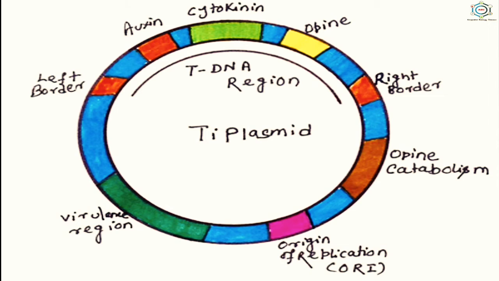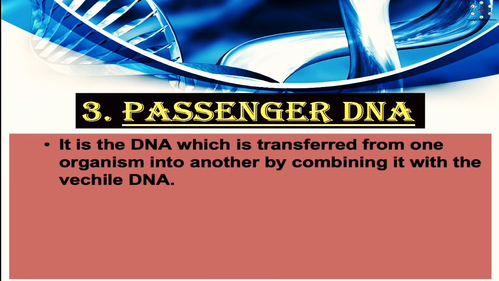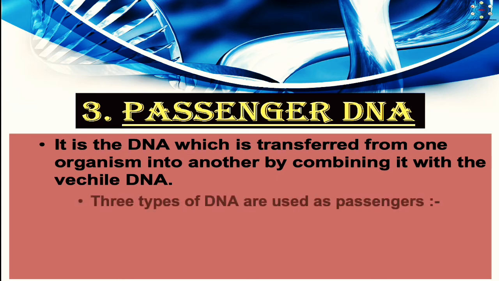So, these are the features required to facilitate cloning into a vector, in which the first one is origin of replication, second is selectable marker, third is recognition sites, and the fourth is vector for cloning genes in plants and animals. Now, the third biological tool, which is passenger DNA. So, what is passenger DNA? It is the DNA which is transferred from one organism into another by combining it with the vector DNA.